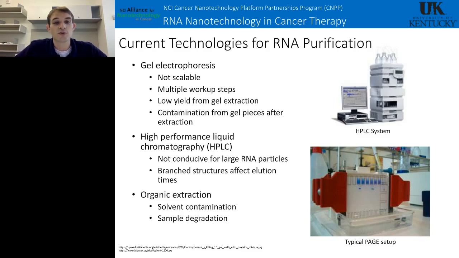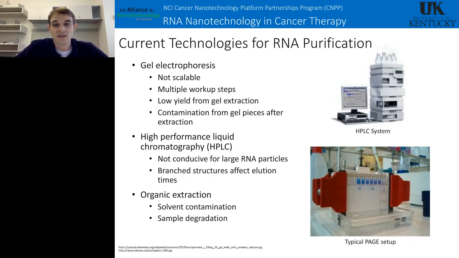So the yield from transcription may be good, but the yield you get from your PAGE gels is not very good. Now you can increase your yield from the gel extraction by crushing up your gel pieces very small, but then you're left with contamination from these gel pieces after you extract them from the gel. That can definitely cause some issues when doing studies on your RNA.